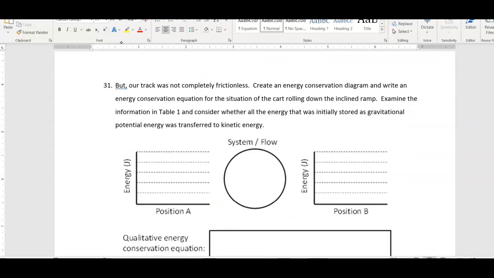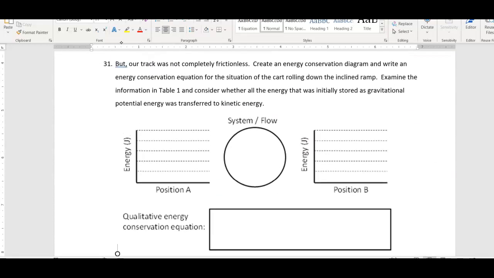Okay. Question 31 says, okay, but our track really was not frictionless. So let's describe what was really happening. I'm going to put the cart and the track and the earth in the system. Now at position A, we were holding the cart at the top of the track, and so all of the system's energy was stored as gravitational potential energy.